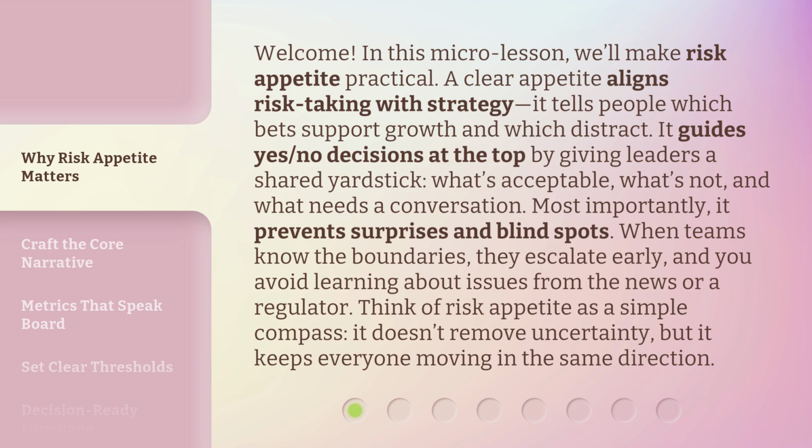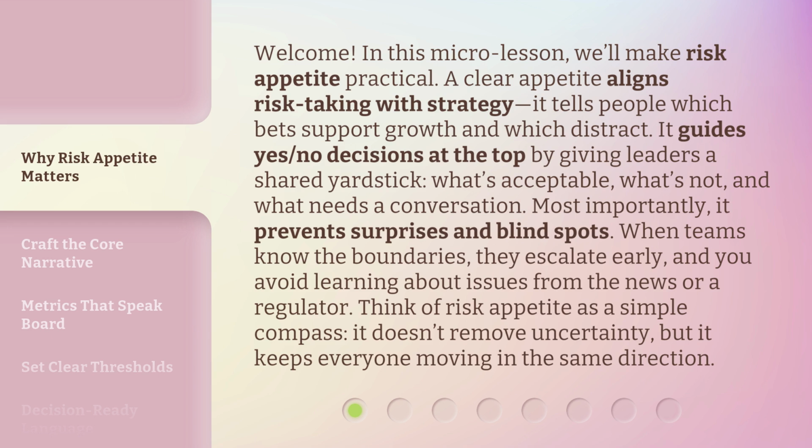Welcome! In this micro lesson, we'll make risk appetite practical. A clear appetite aligns risk-taking with strategy. It tells people which bets support growth and which distract. It guides yes-no decisions at the top by giving leaders a shared yardstick: what's acceptable, what's not, and what needs a conversation. Most importantly, it prevents surprises and blind spots.